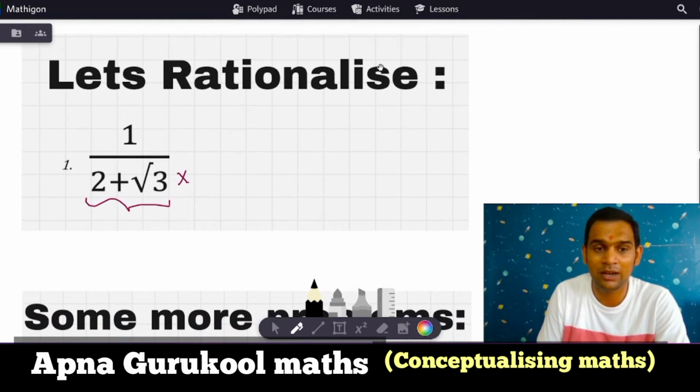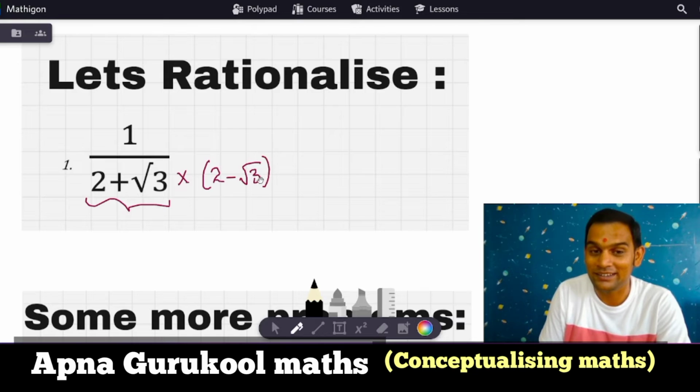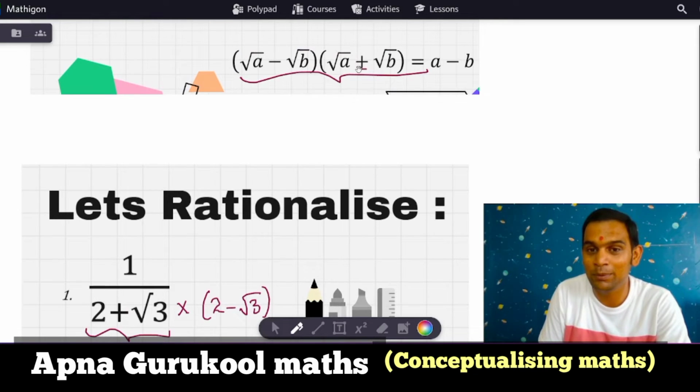So over here, as you can see, we have 2 plus root 3. So what do we have to do? We have to multiply 2 minus root 3, because that is what the identity says. If it's a plus, we need to multiply the other number where the sign changes to minus.